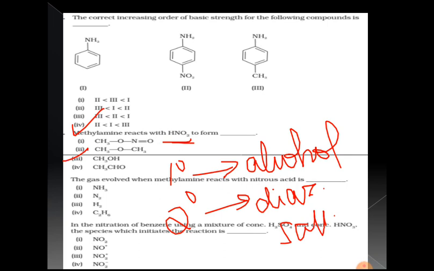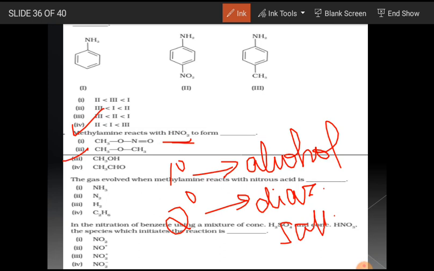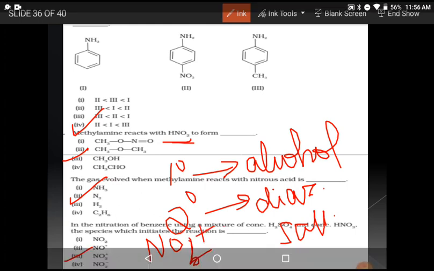Next one. The gas evolved when methylamine reacts with nitrous acid is... Methylamine is reacted with nitrous acid, so we will be getting nitrogen gas in the process. Option number 2. In nitration of benzene using a mixture of concentrated H2SO4 and concentrated HNO3, the species which initiates the reaction. What is the reaction that is happening? The reaction that is happening is electrophilic substitution reaction. So electrophile should be generated and the electrophile is NO2 with a positive sign, nitronium ion. So answer should be option number 3.